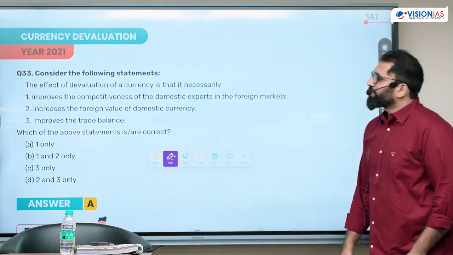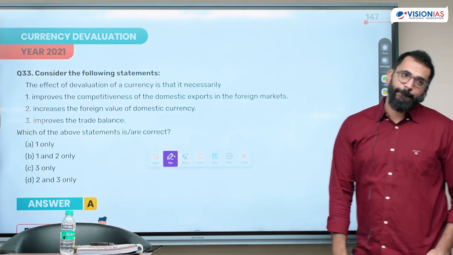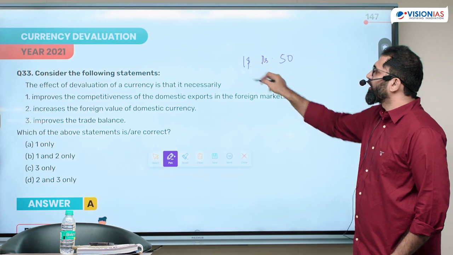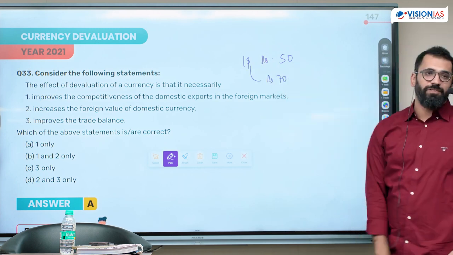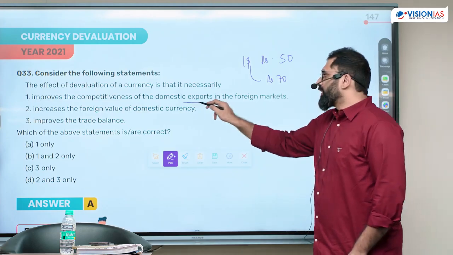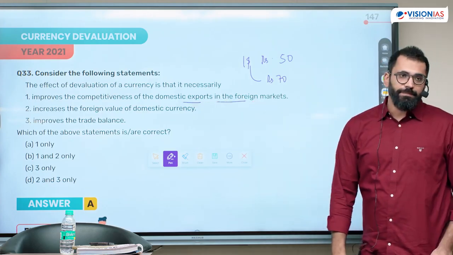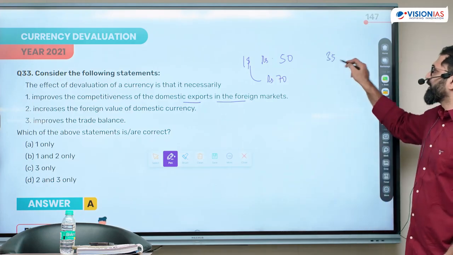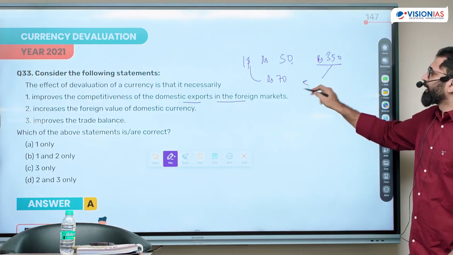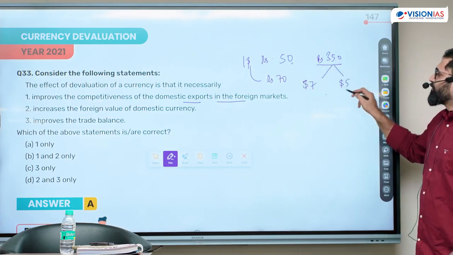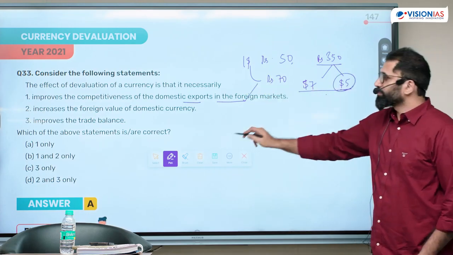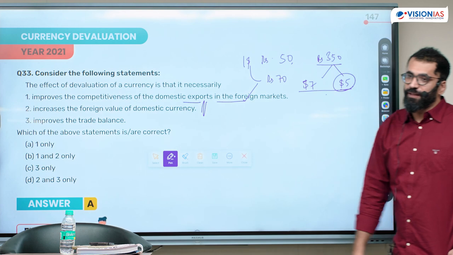The effect of devaluation of currency is necessarily, what happens in devaluation? Currency is losing value. $1 is 50 rupees and now $1 is 70. That means rupee has lost value, dollar has gained value, right? This is devaluation. It improves the competitiveness of the domestic exports. So if I am making a shirt of 350 rupees, what is the price of the shirt in the first case? Second case? In which case will I be able to sell more? Became competitive? It increases the foreign value of domestic currency.